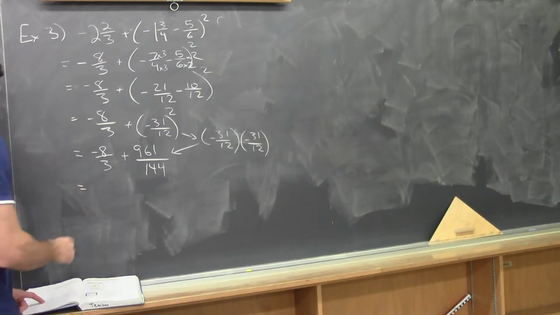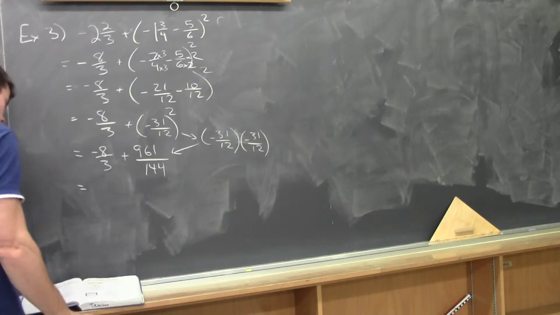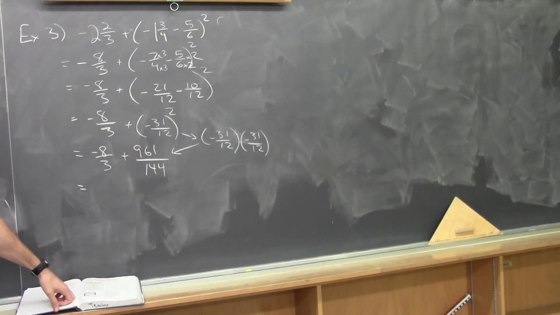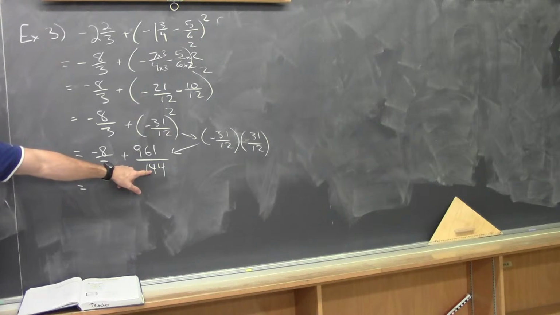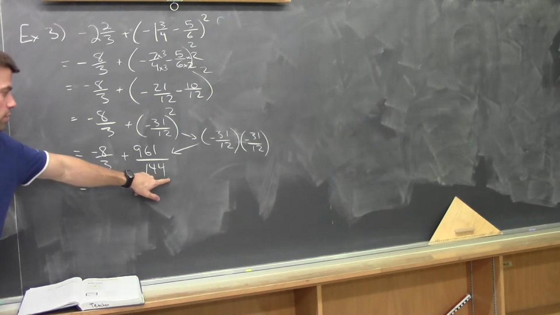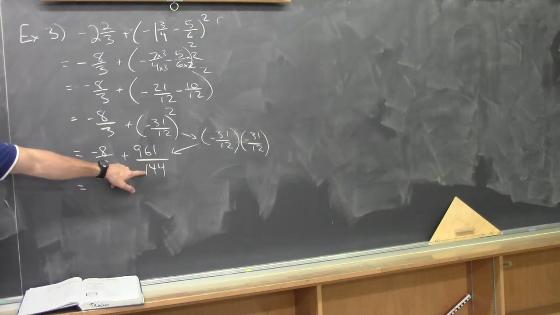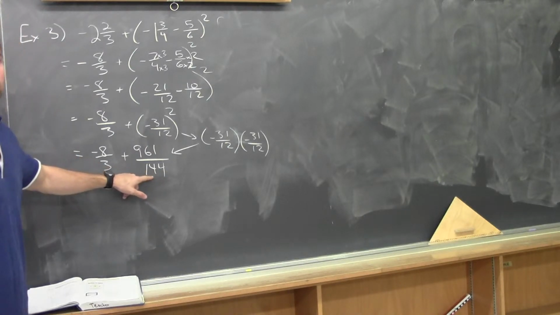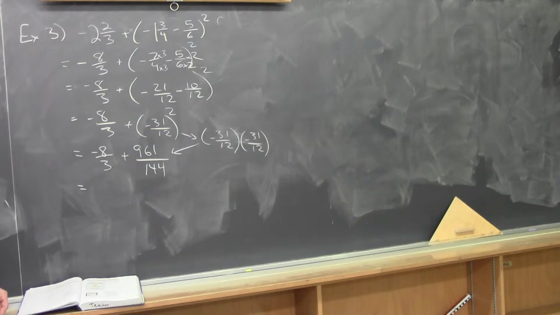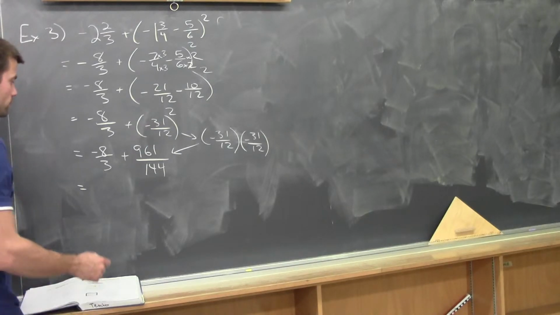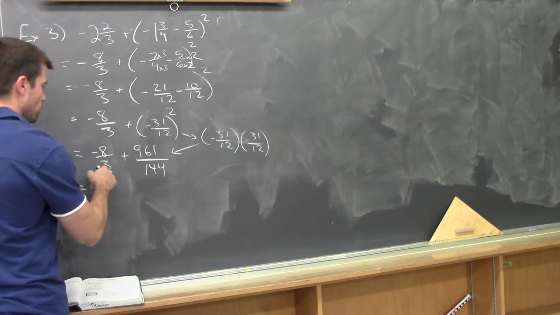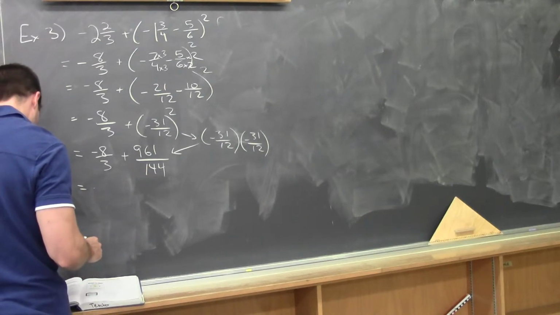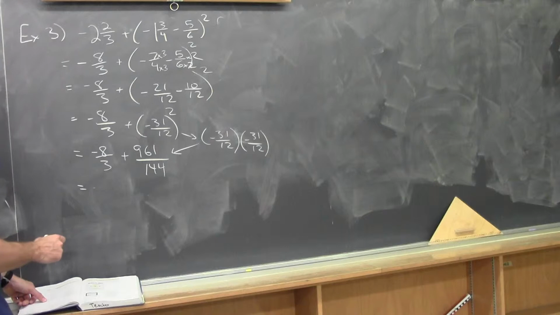Finally, we need a common denominator between the 3 and the 144. Here's a trick for dividing by 3. If you want to know if this number is divisible by 3, you can add up the digits. So 4 plus 4 is 8, plus 1 is 9. Is 9 divisible by 3? Yes. So 144 is divisible by 3. Okay, it's a little trick. Some of you already know that. So that means I know 3 goes into 144. And how many times is it?